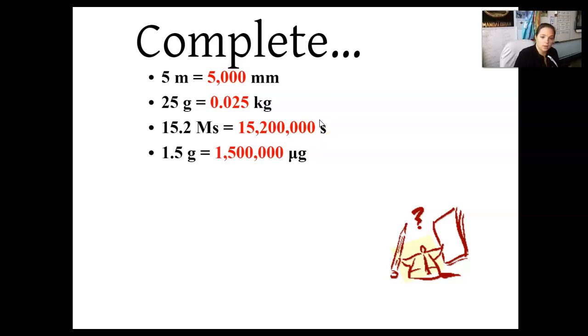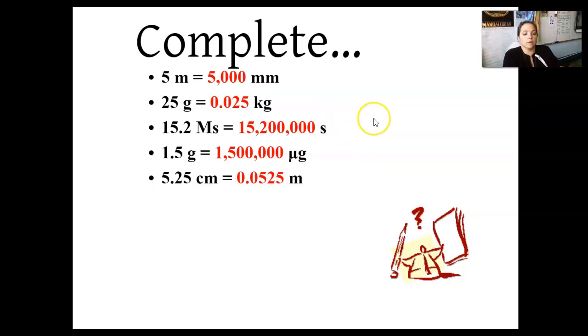1.5 grams to picograms. It's very similar to what we just did. Pico is 1 million. 5.25 centimeters goes to 0.0525 meters. Centimeters, if you look at the C, centi is a 2, so you'd be dividing it by 100. And this divided by 100, jump 1, jump 2, gives you that.